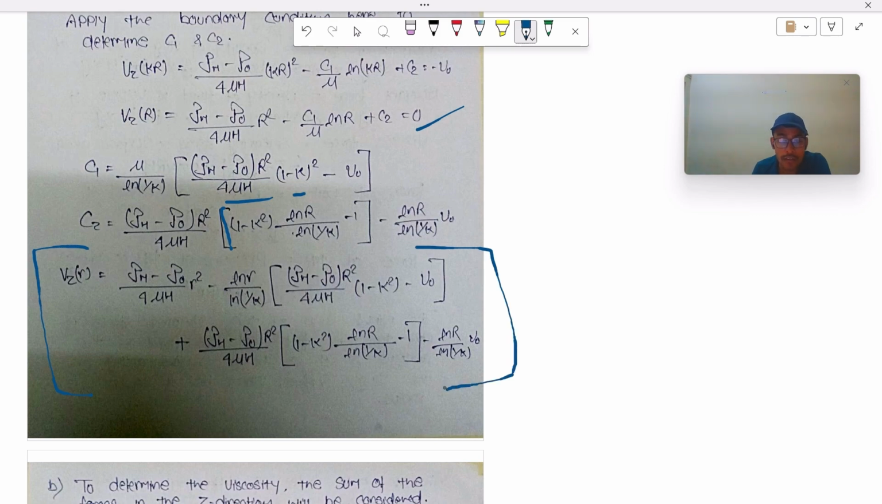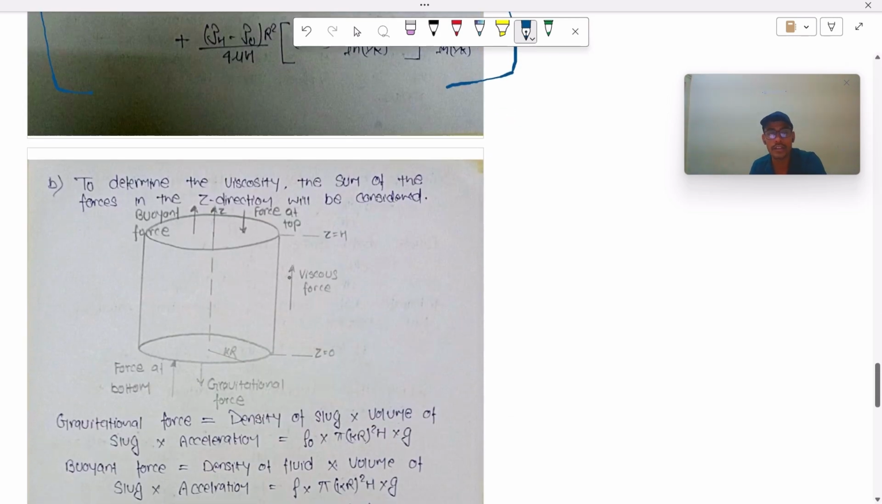We also have to find the viscosity in terms of terminal velocity v naught. So for that, this is our system. To determine the viscosity, the sum of forces in the z direction will be considered. So there are a total of 5 forces acting on this system. That is, first the buoyancy force, the force on the top surface, the force at the bottom, and the gravitational force. And the viscous force also plays a role.